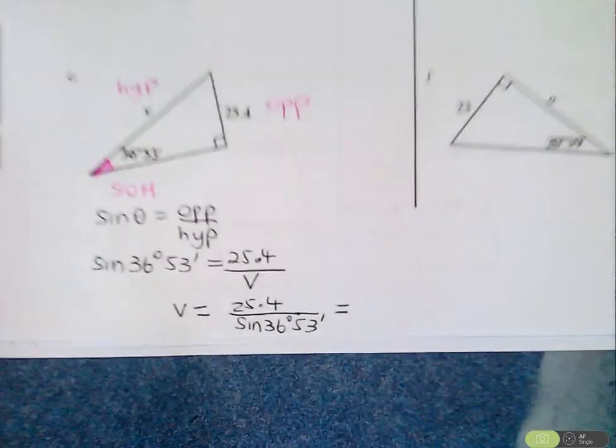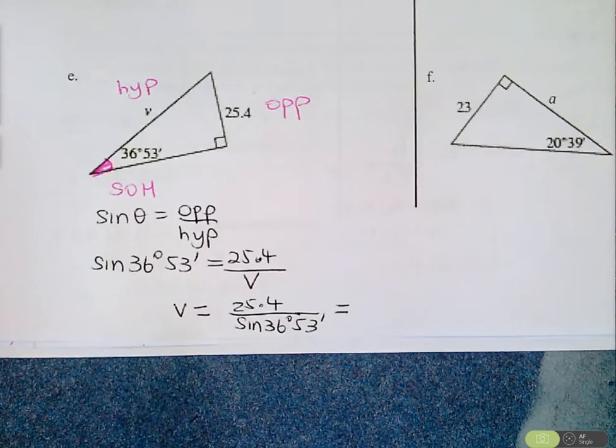Anyone? Sine 30 is about a half. You should be getting about 50-ish. 50 something or 40 something?